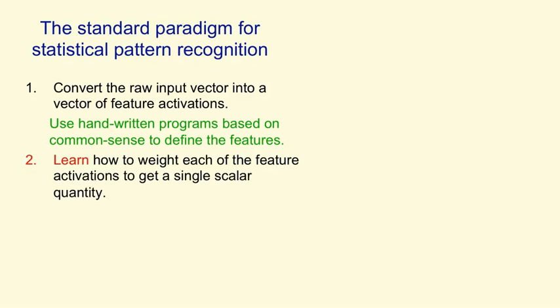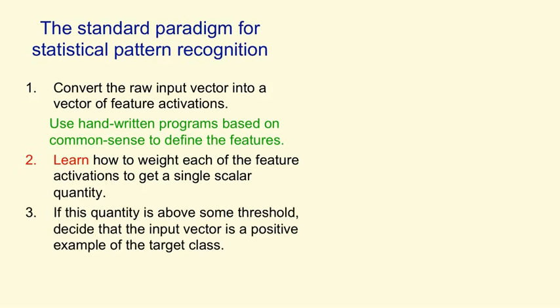What we learn is how to weight each of the feature activations in order to get a single scalar quantity. The weights on the features represent how much evidence the feature gives you in favour or against the hypothesis that the current input is an example of the kind of pattern you want to recognise. When we add up all the weighted features, we get a sort of total evidence in favour of the hypothesis that this is the kind of pattern we want to recognise. And if that evidence is above some threshold, we decide that the input vector is a positive example of the class of patterns we're trying to recognise.